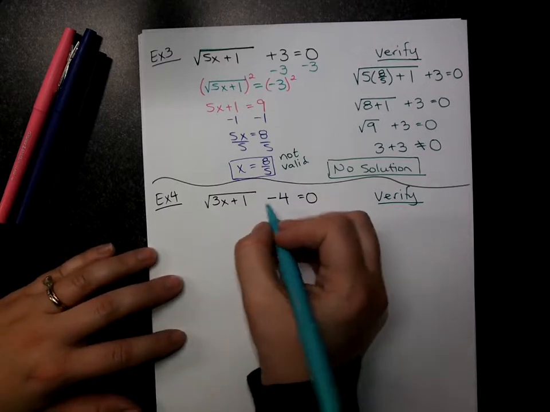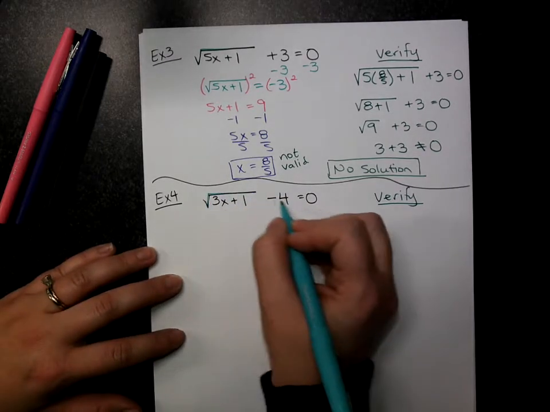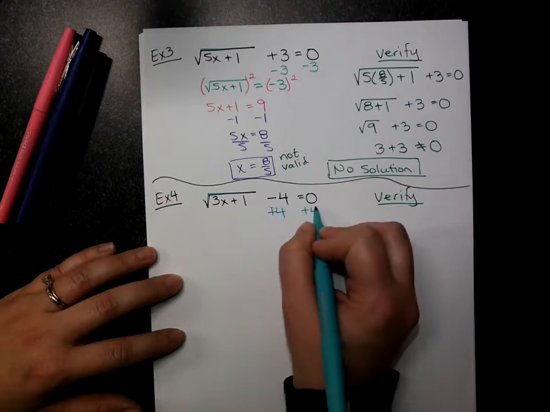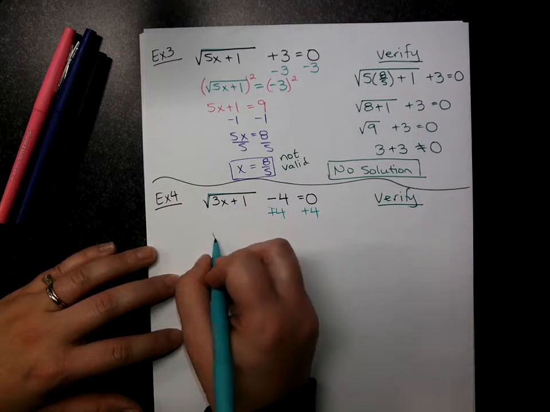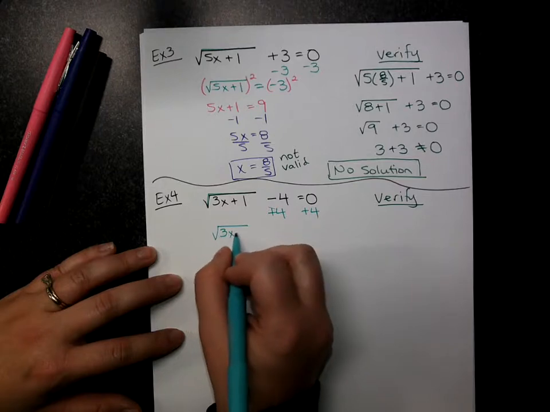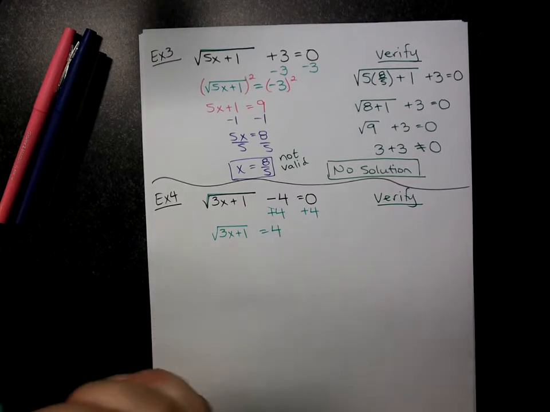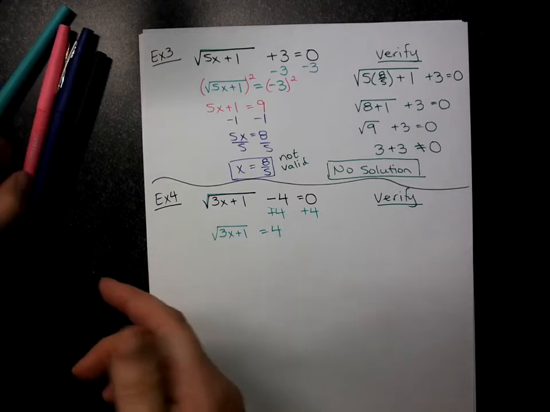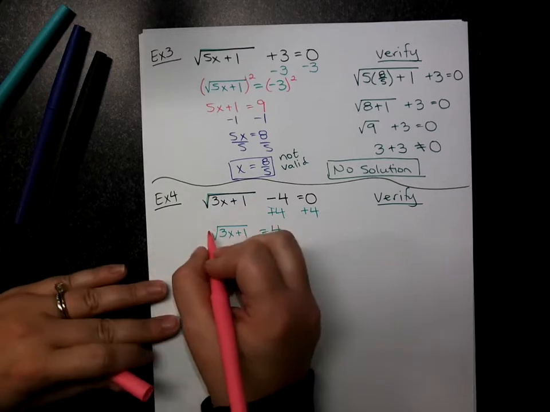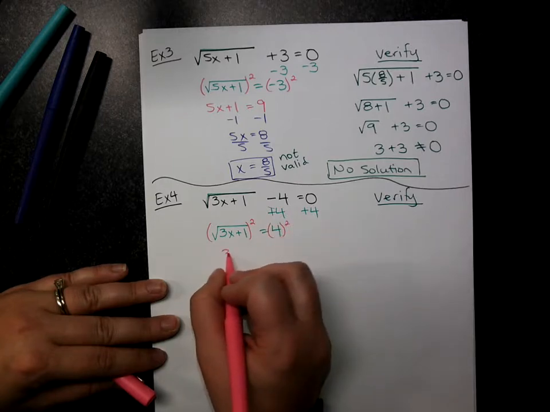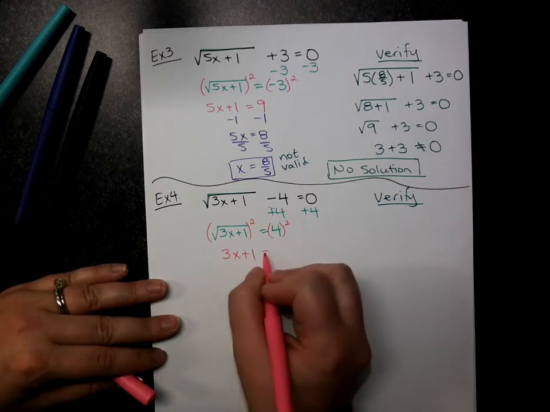Similar to the last example, the radical is here and it's not isolated. So I need to add 4 to both sides to isolate the radical. That gives me the square root of 3x plus 1 equals 4. Then I'm going to undo the radical by squaring both sides. That gives me 3x plus 1 equals 16.